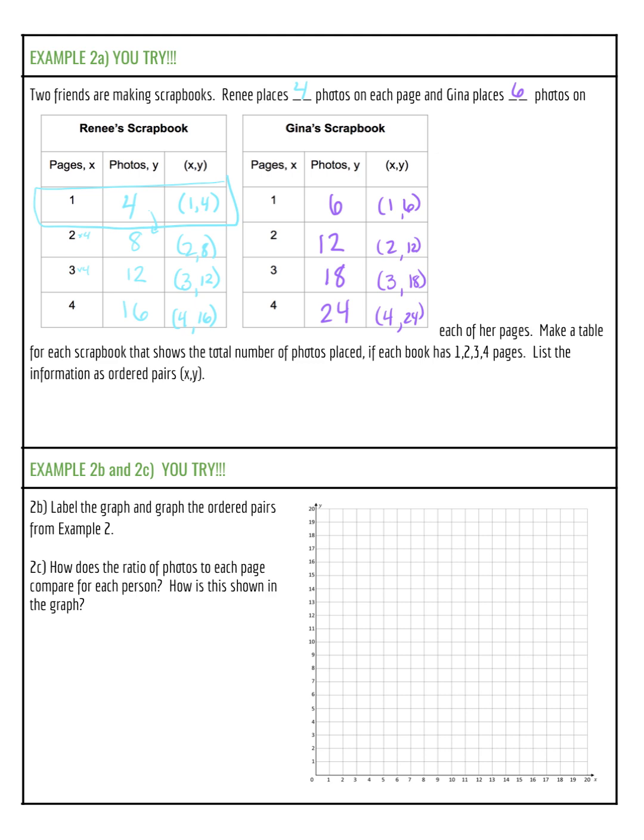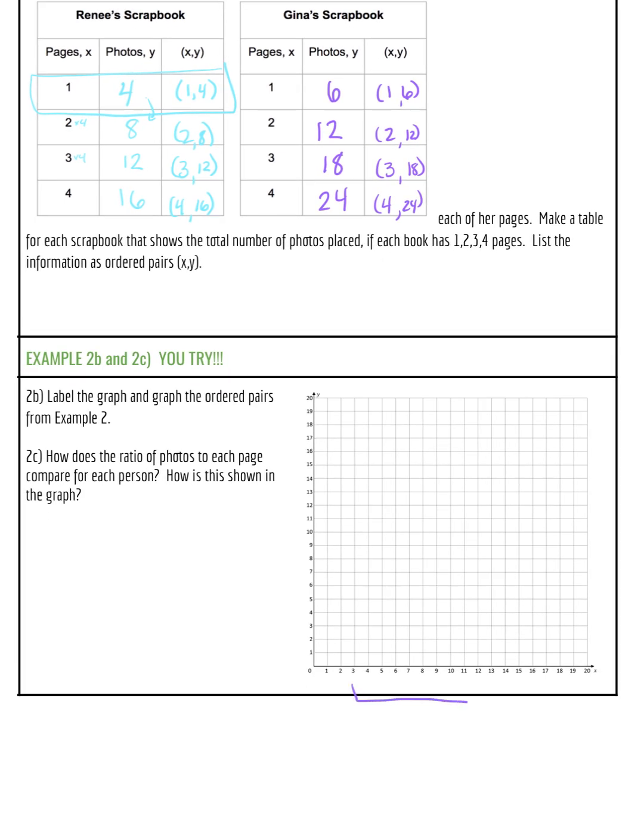All right, this next part is a you try. Make sure that when you do this, I want you to write down your labels. Don't forget your labels down here and off to the side. And go ahead and graph the ordered pairs. And then you're going to compare the ratios for each person. So how does the ratio of photos to each page compare for each person? How is it shown in the graph? Is one steeper? Who has the faster rate? What does the graph look like? Okay, go ahead and do that now.